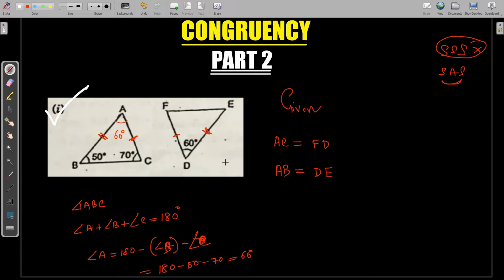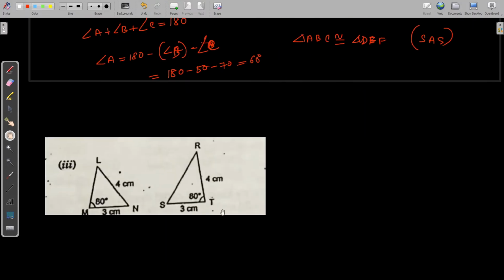Now see what we got, two equal angles. So we can write angle A is equal to angle D, which is equal to 60 degrees. Now what we learned in last class for SAS: one side is equal to another side, and the angle in between those two sides is equal. Only then we can say triangle ABC is congruent to triangle DEF. By which condition? Here the condition will be SAS, because we have two sides and the angle between the sides are equal. Easy. Let's take another question.